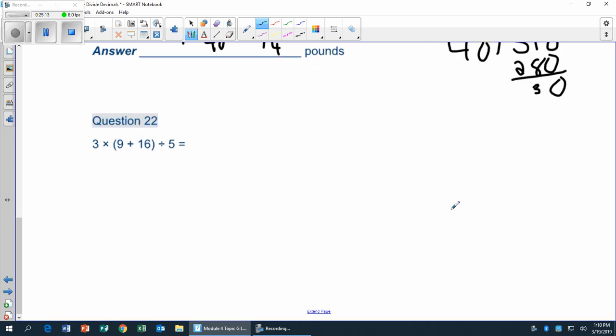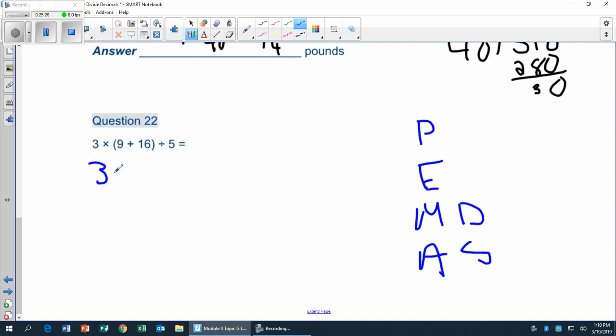And the last problem, which is another PEMDAS problem, parentheses first, so we're going to do 3 times 25 divided by 5. And then we do 3 times 25, which is 75 divided by 5. And then we finish it up with 15. And that is the review.